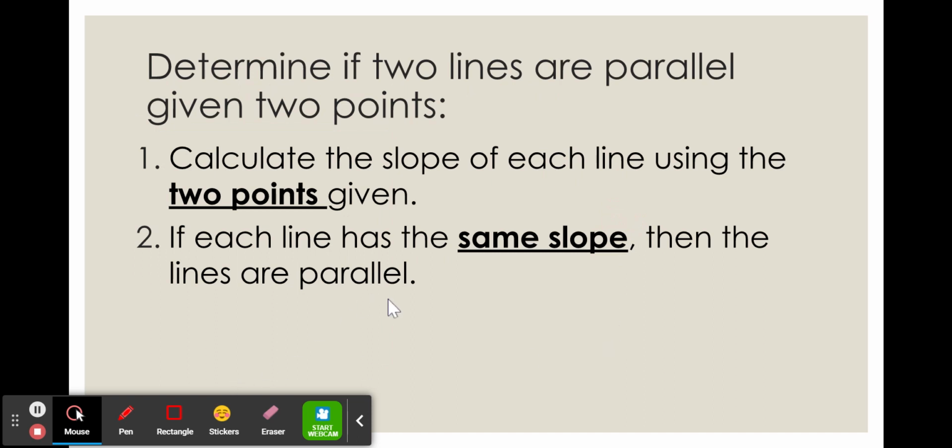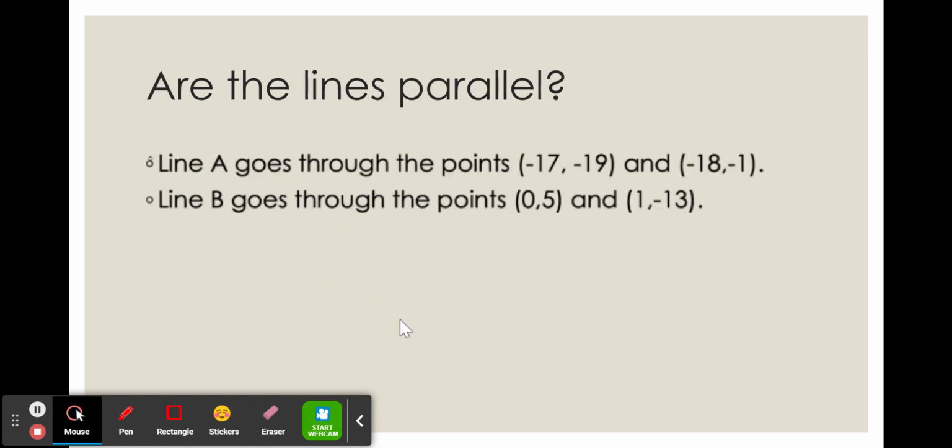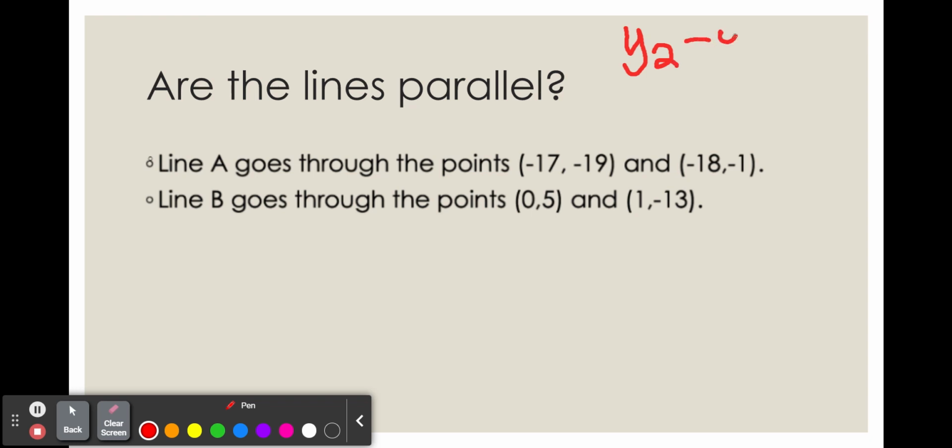Okay, so to determine if two lines are parallel given 2 points, you're going to calculate the slope of each line using the 2 points given. If each line has the same slope, then the lines are parallel. Okay, so for this, you need to use the slope formula. So slope formula is y2 minus y1 all over x2 minus x1.